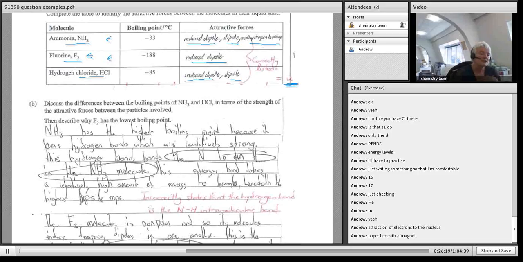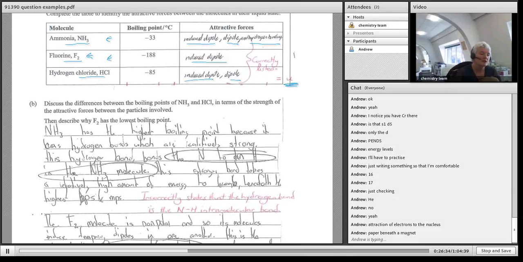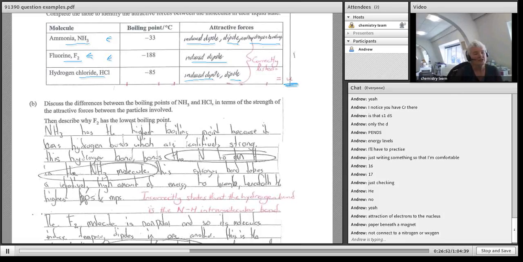Why doesn't HCl have hydrogen bonding? Because that's a common error, and I saw in the exemplar students said that as well, that hydrogen chloride had hydrogen bonding. Right, it's not connected to a nitrogen or an oxygen or a fluorine. It has to be small and electronegative, and nitrogen, oxygen, and fluorine do match.